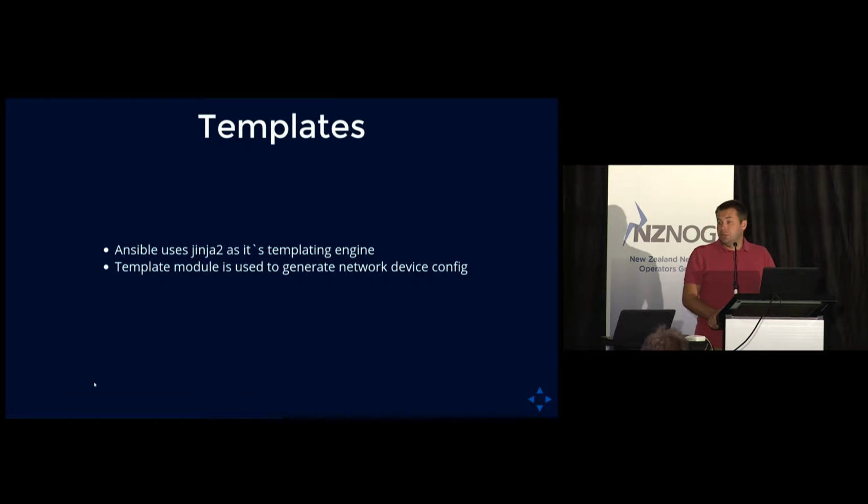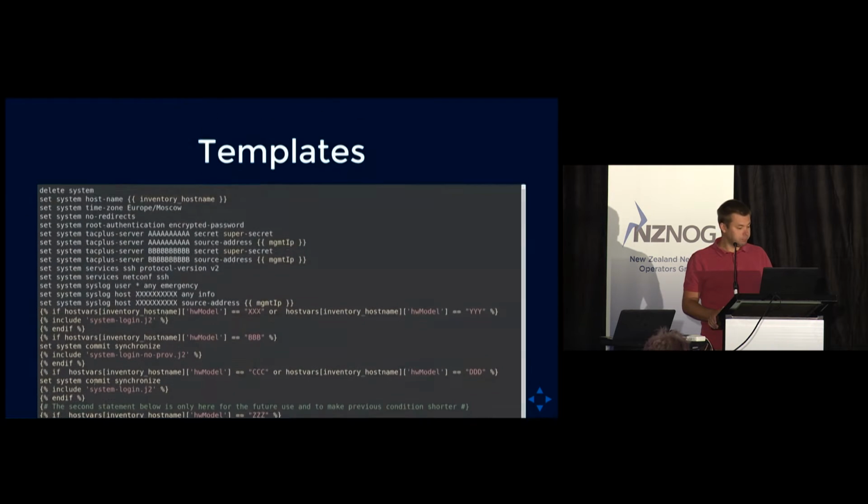Templates. Ansible uses Jinja 2 as its templating engine. If you don't know what a templating engine is, it basically allows you to manipulate text files, or HTML in some cases, which is probably text as well. Ansible uses the Jinja Python templating engine underneath. So when you're writing your configuration and your templates, you're going to be using the Jinja 2 templating engine to do it, and you're going to be using the template module, which is going to write those template files.